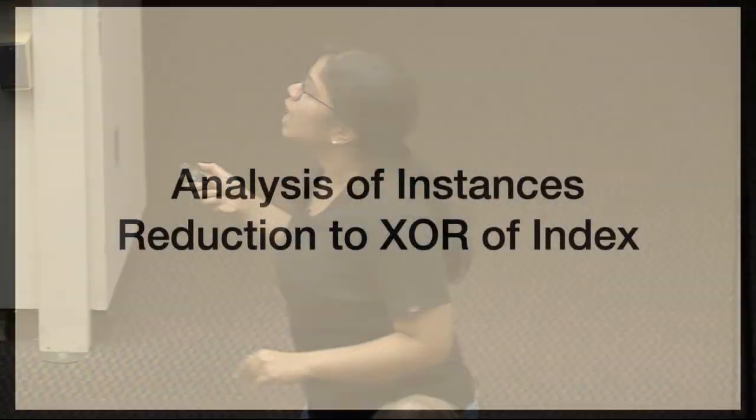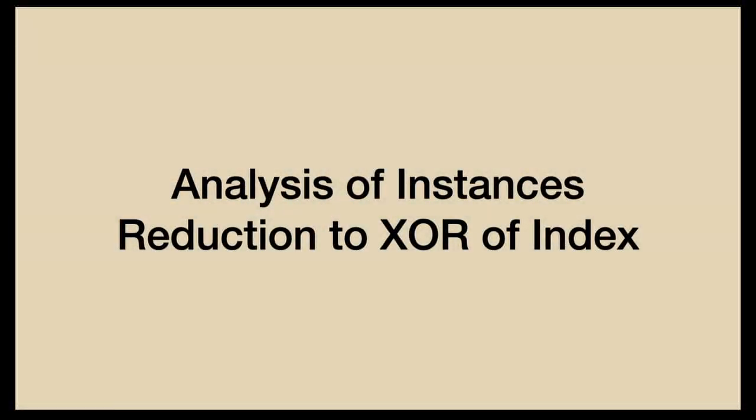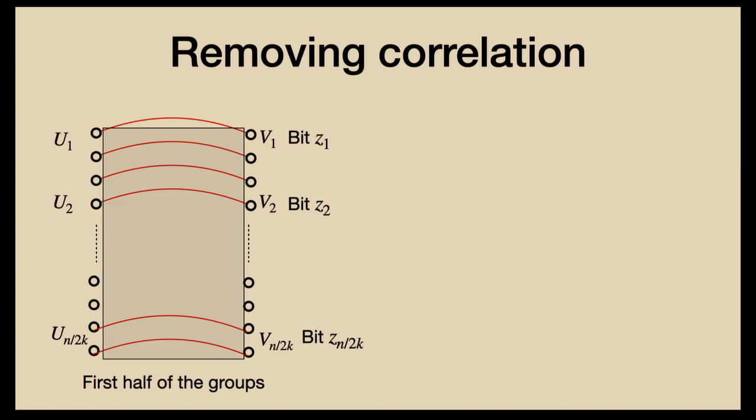Okay. So now I want to analyze this hard instance and hopefully convince you that this actually looks like XOR of index. But I'm not going to prove it or anything, just maybe give some intuition about this. Okay, fine. So let's just focus on the first half of these groups. What did we say? We said all of these n over 2k bits have the same value, right? That's what we forced to happen because we wanted cycles of the same length.